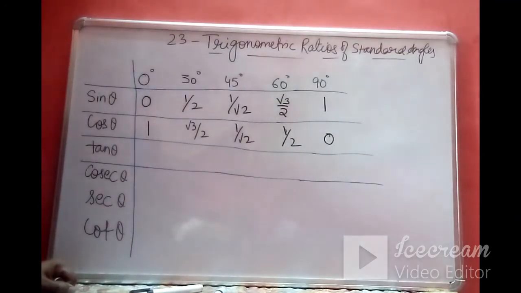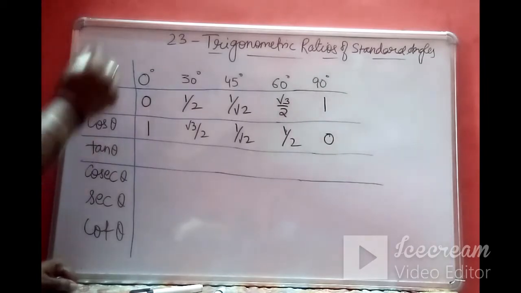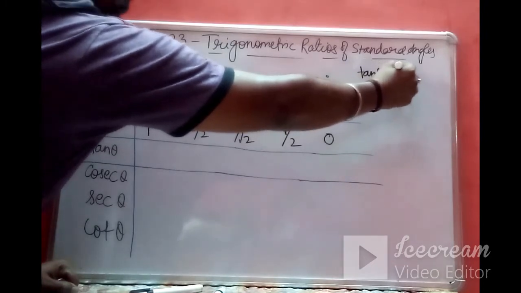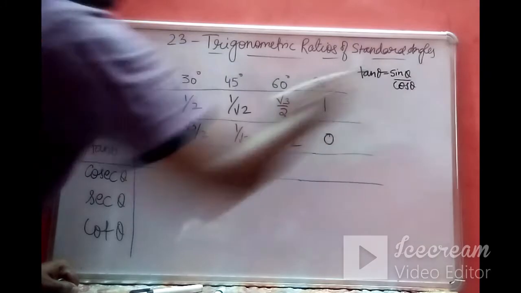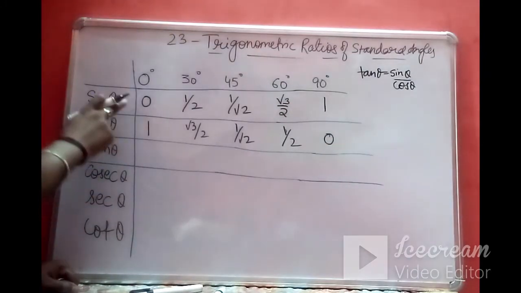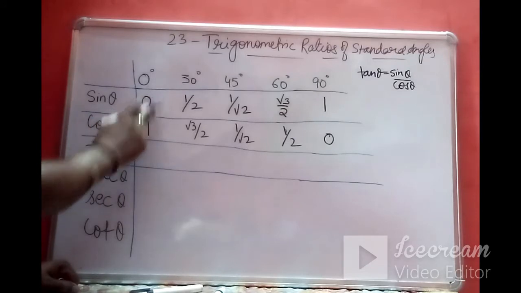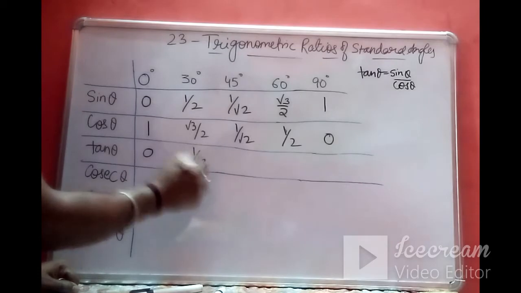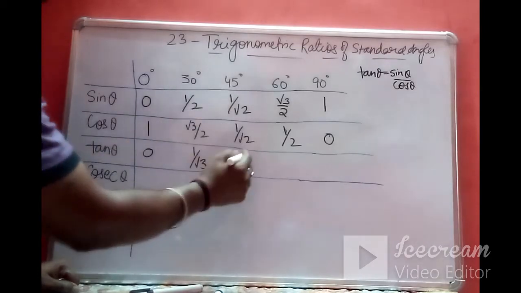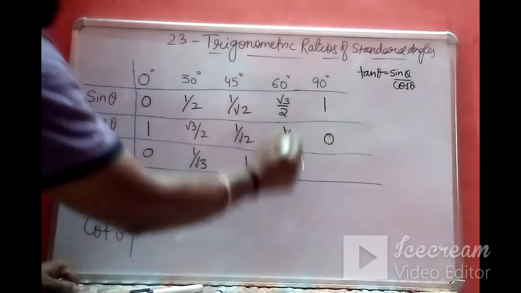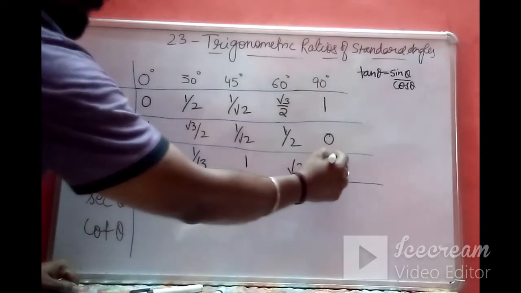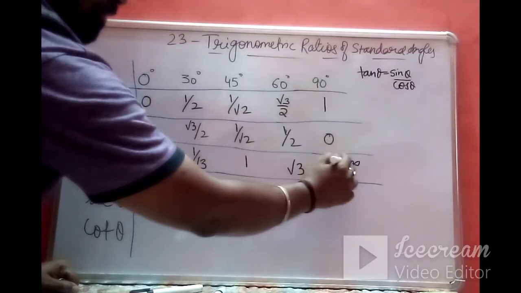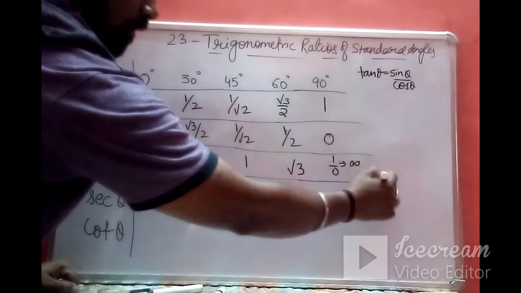Then, what is tan theta? Tan theta is actually sine theta upon cos theta. So in order to calculate the value of tan theta, we will divide the value of sine theta by cos theta. So 0 upon 1 is 0, dividing the next two gives 1 by root 3, then dividing the next two you will get 1, then root 3. And 1 upon 0 is actually infinity, and we call it not defined.